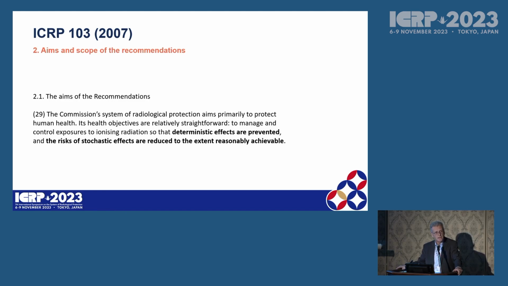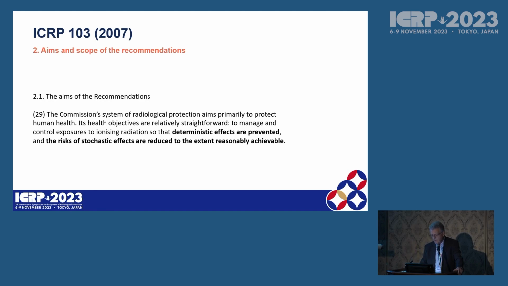Let me start with, so I'm supposed to cover some historical and conceptual aspects of the topic. And let me start with ICRP 103, the last general recommendations of the International Commission, and with the paragraph about the aims of the recommendations. The Commission's system of radiological protection aims primarily to protect human health. Its health objectives are relatively straightforward, namely to manage and control exposures to ionizing radiation so that deterministic effects are prevented and the risks of stochastic effects are reduced to the extent reasonably achievable.